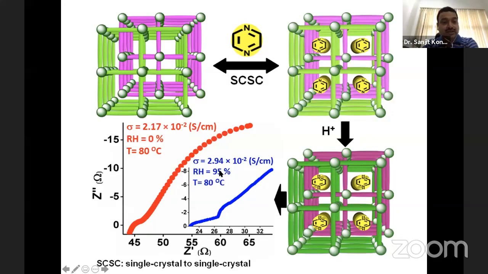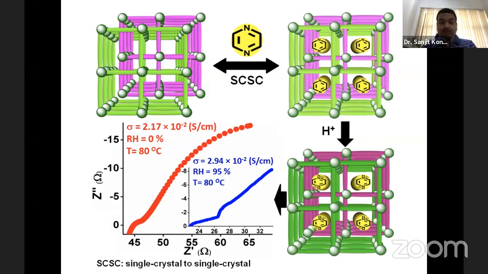What has to be noticed here? 0% humidity also gives 10 to the power minus 2 Siemens per centimeter proton conductivity. And if you give exposure, anyway, it will give you a range of 10 to the minus 2 Siemens per centimeter proton conductivity. So it is one of the best materials; the molecule I have shown you so far is one of the best materials in many different senses.